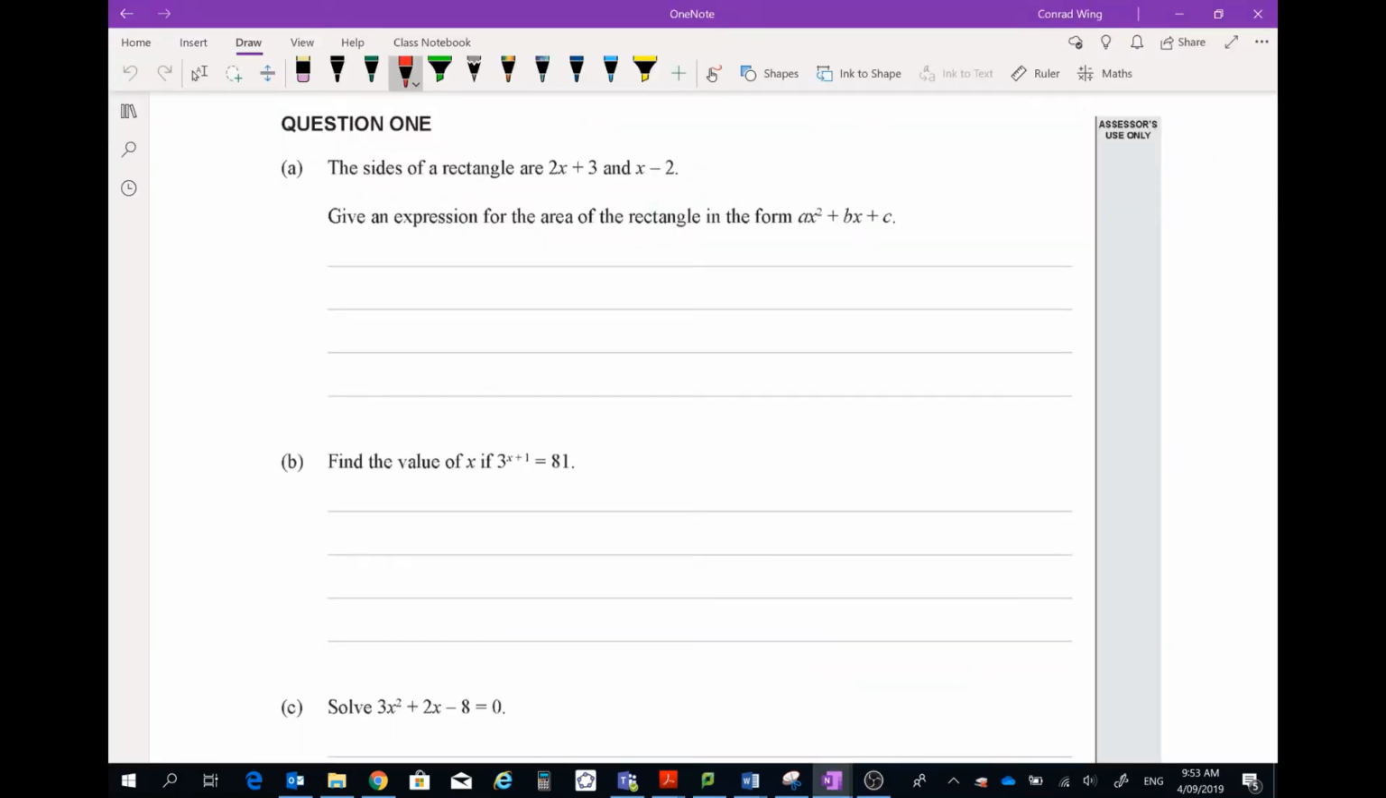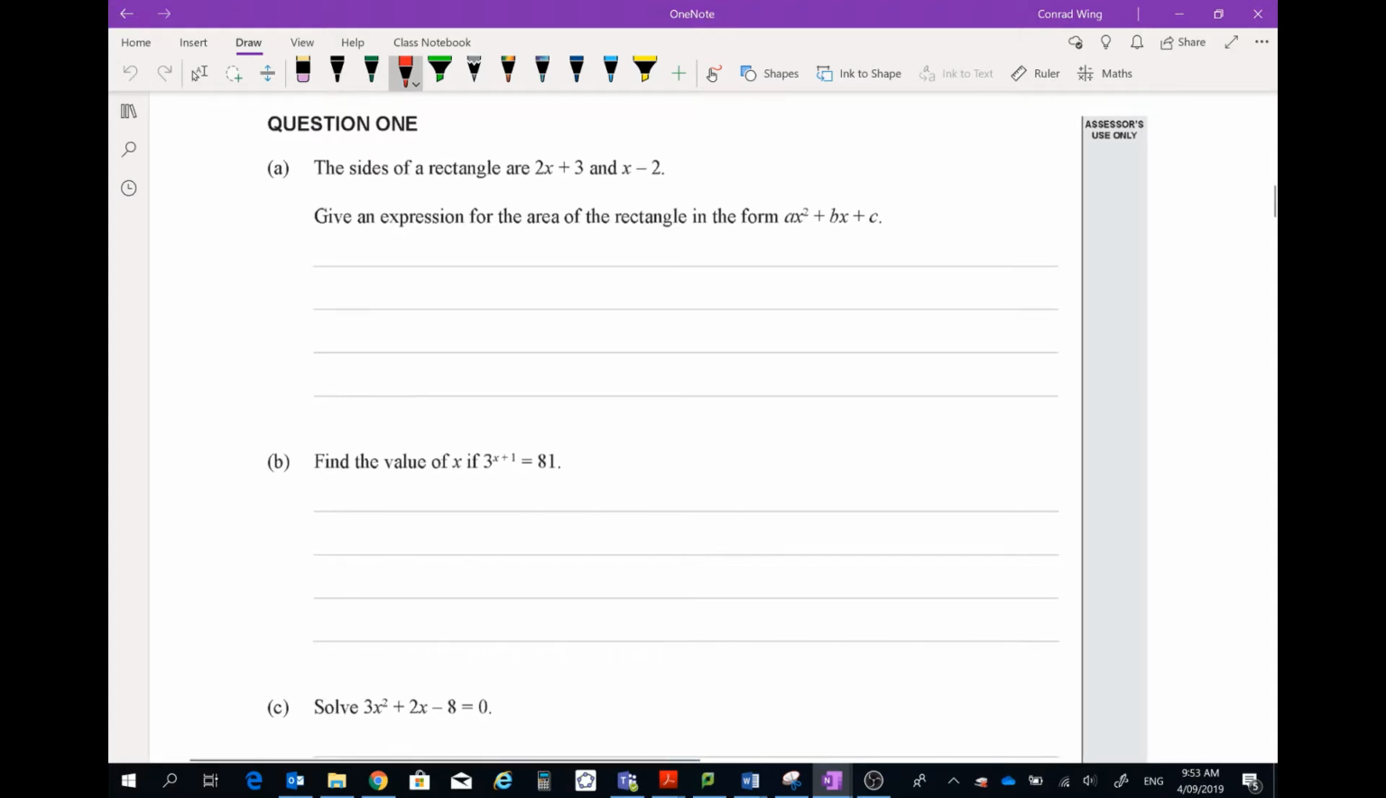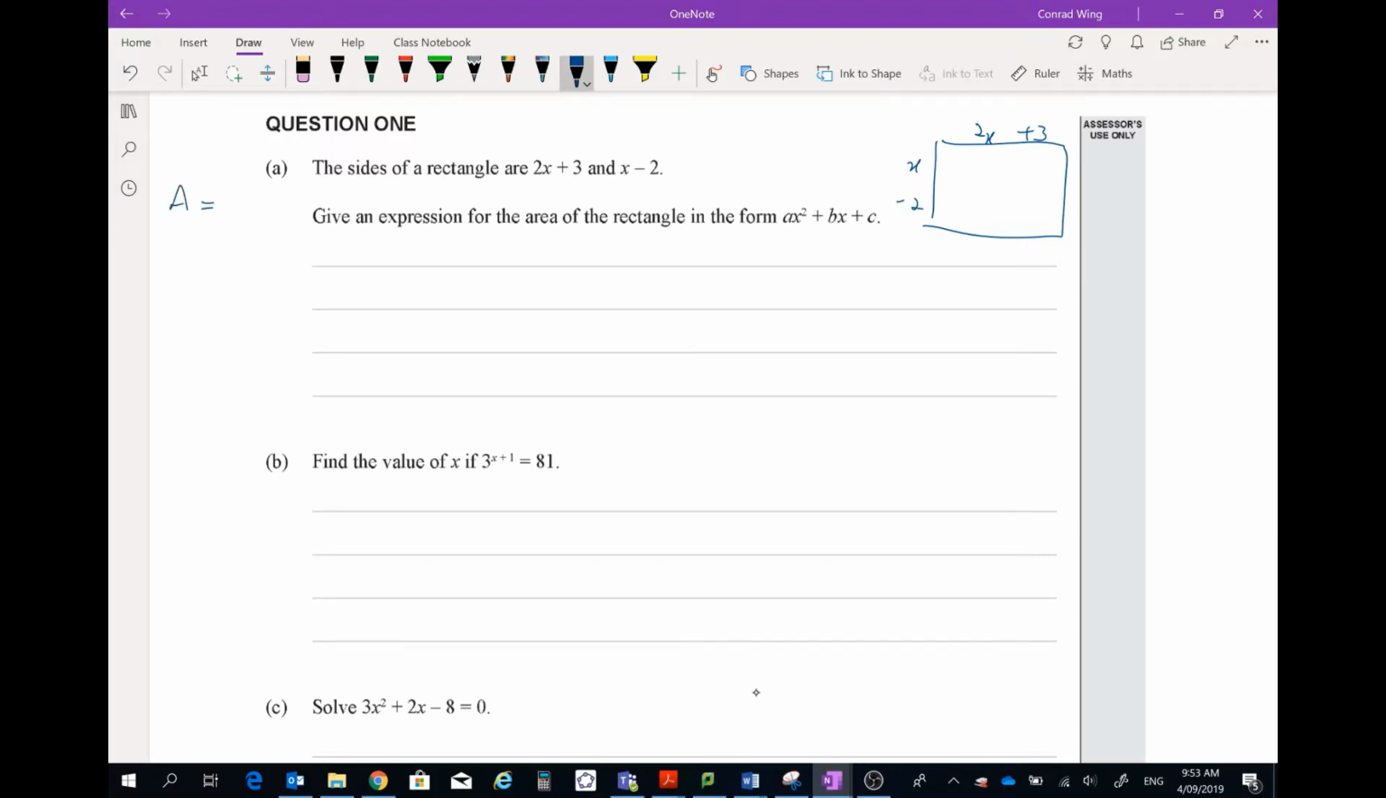Okay, so question 1 says, give an expression for the area of a rectangle. I advise you just to draw a little diagram for yourself here. This rectangle measures 2x plus 3 and x minus 2. What is the expression for the area of a rectangle? Area is equal to base times height. Very good. So the base is 2x plus 3, and the height is x minus 2. So I can write area is equal to the base, which is 2x plus 3, times x minus 2.